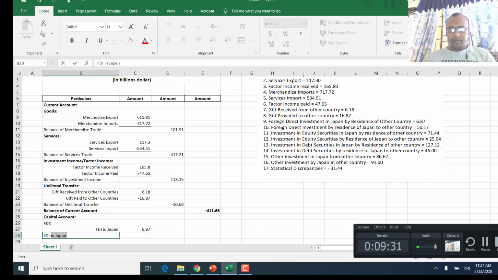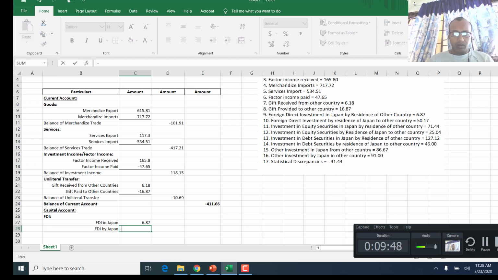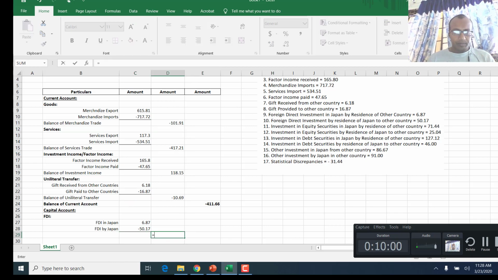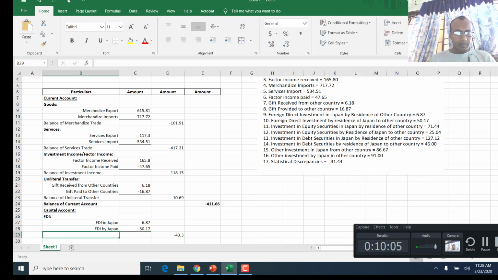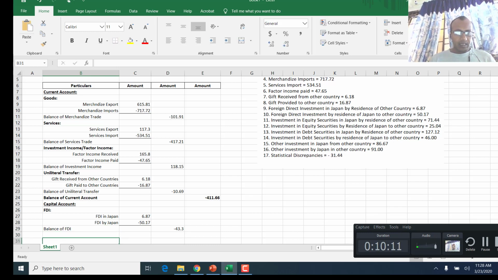Then FDI, in transaction number 10, you can see FDI, foreign direct investment by residents of Japan to the other country. So by Japan, the foreign currencies going out from the country should be deducted, 50.17, and as usual the balance is the source of FDI.